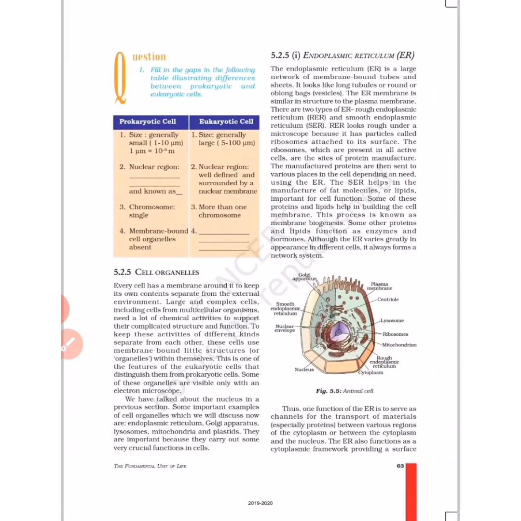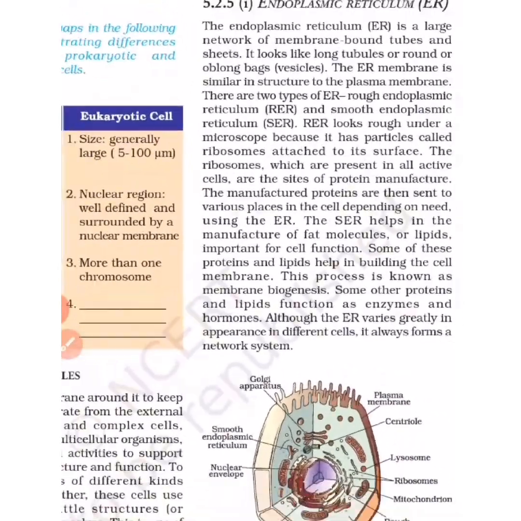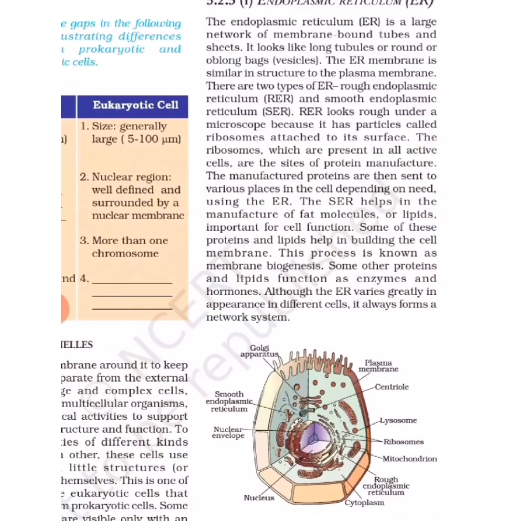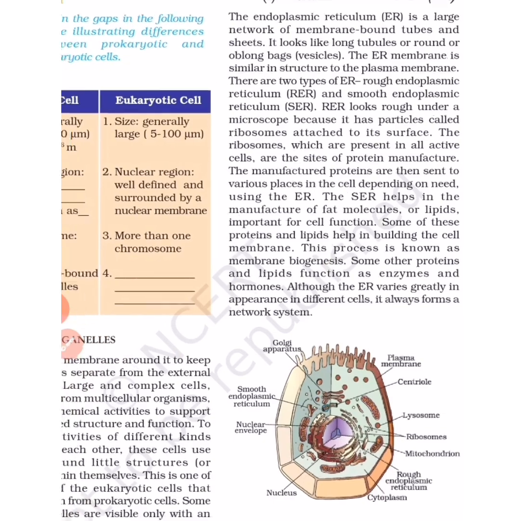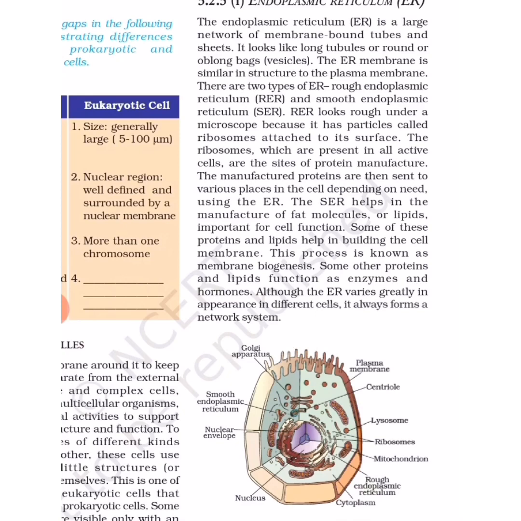So next move on to the cell organelles which are present in the cytoplasm. The different cell organelles which are present are, the first is the endoplasmic reticulum. So endoplasmic reticulum is a large network of membrane bound tubes and sheets. It looks like long tubules or round or oblong bags, so it is a vesicle-like structure. The endoplasmic reticulum is of two types, rough and smooth. Rough endoplasmic reticulum is known as RER, whereas smooth endoplasmic reticulum is known as SER.